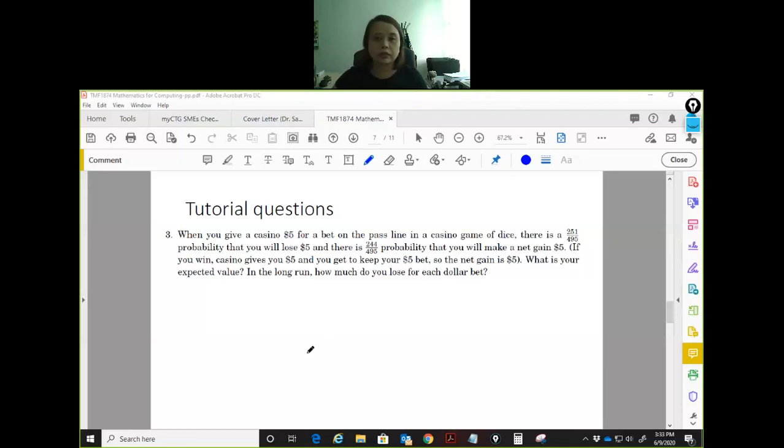Right, so let's go to question 3. When you give a casino $5 for a bet on the pass line in a casino game of dice. So this is a dice game. There is a probability of 251 over 495 that you will lose, and 244 over 495 probability that you will make a net gain. So if you win, the casino gives you $5 and you get to keep your $5 back. So the net gain is $5. So what is your expected value? In the long run, how much do you lose for each bet?